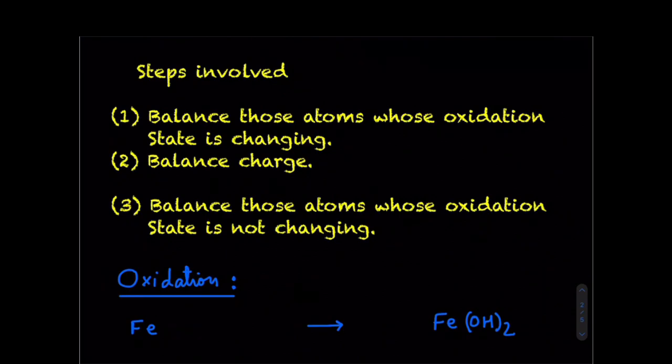The first step is balance those atoms whose oxidation state is changing. Second step is balance the charge. In acidic medium, we'll add H plus on appropriate side. In basic medium, we'll add OH minus on appropriate side. And the third step is balance those atoms whose oxidation state is not changing. These three steps are involved when we are balancing half cell reaction or we are balancing the complete redox reaction.